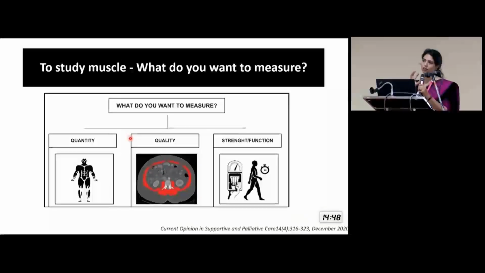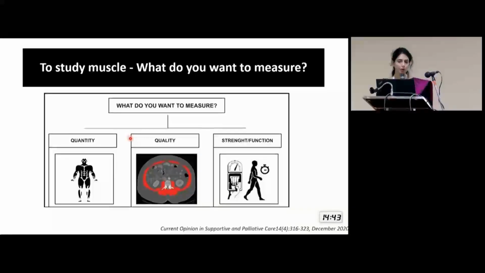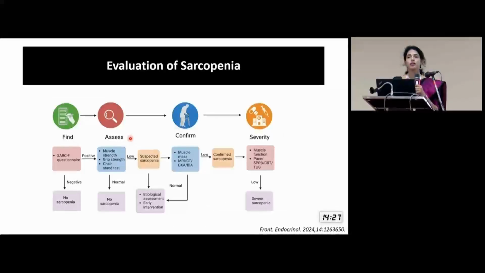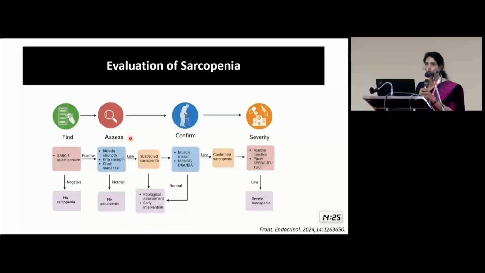Now, that was about the clinical implication of muscle and why it's important to study muscle. If I want to study muscle, what should I measure? Is it the quantity, is it the quality, or is it the strength? By definition, we know that all three are important, because individually each of these has shown a significant link with cardiometabolic complications, frailty, and mortality. So this is a broad review of how you approach sarcopenia.